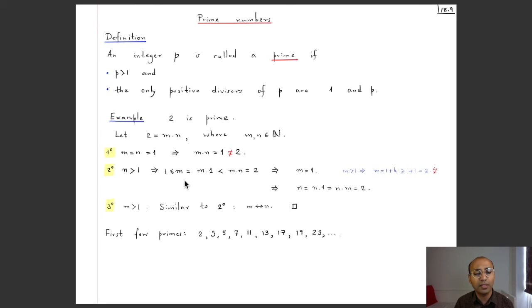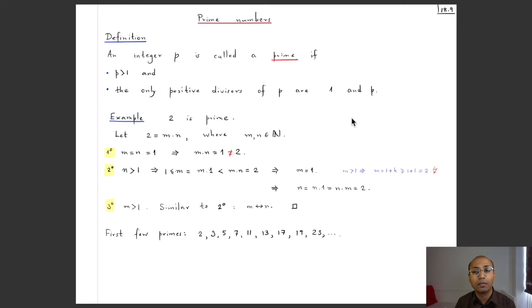And one of the exercises was to show that there is no integer between 1 and 2 which is different from both of these. And indeed, if m is strictly bigger than 1, then m is 1 plus k for some natural number k. But then this 1 plus k is bigger than or equal to 1 plus 1 because k is bigger than or equal to 1, and you just add 1 to both sides. And so we get that m is bigger than or equal to 2, which contradicts the fact that m is strictly less than 2. So m can't be bigger than 1, and so m has got to be equal to 1. But if m is equal to 1, then n becomes 2.